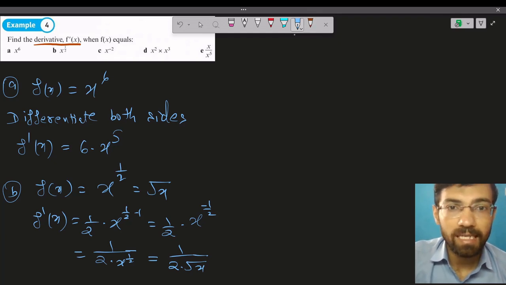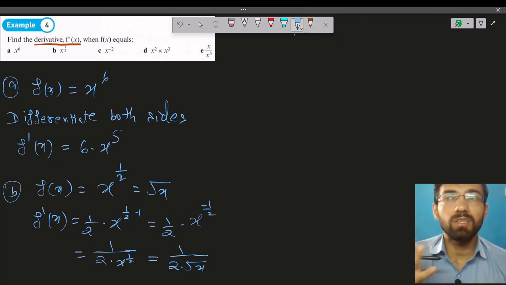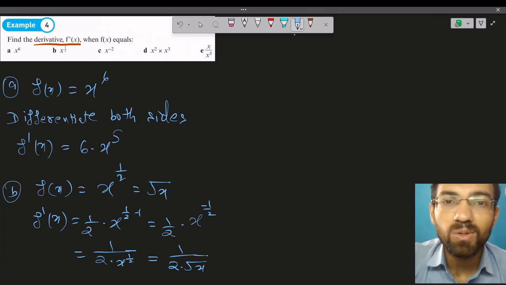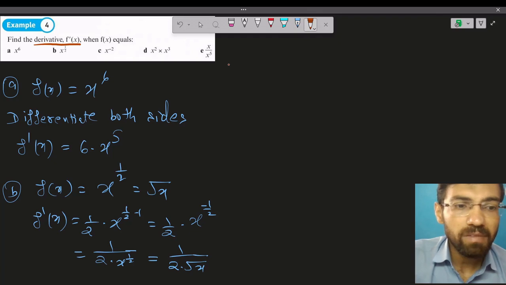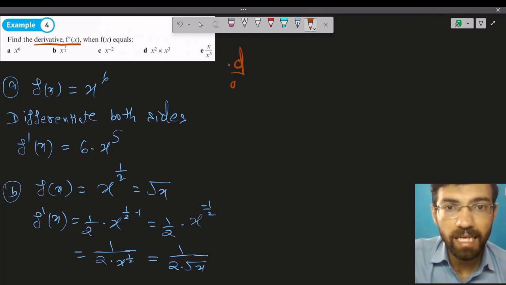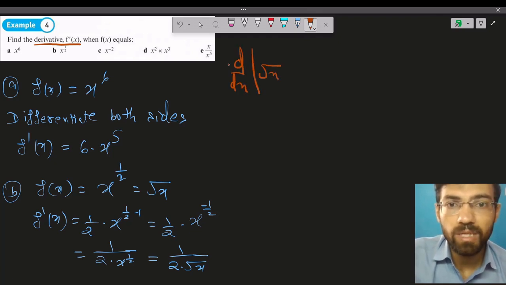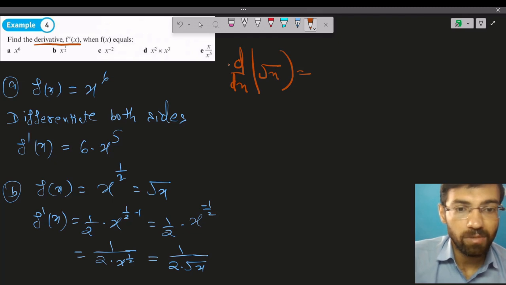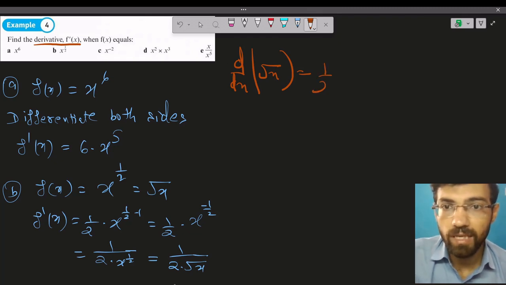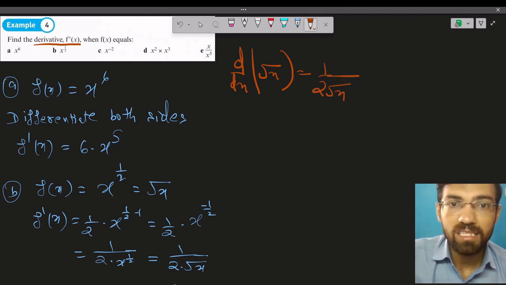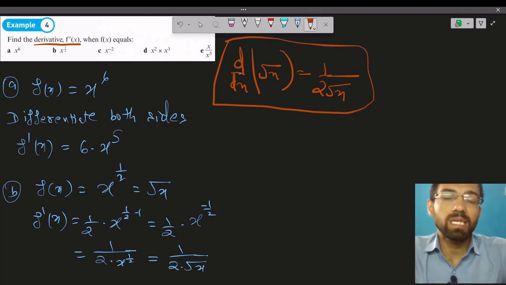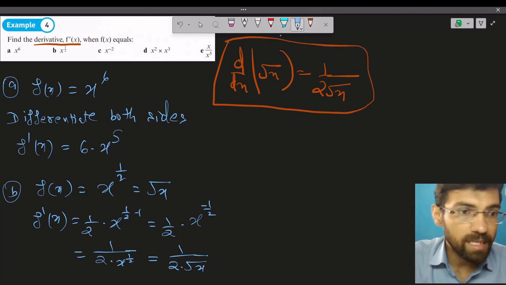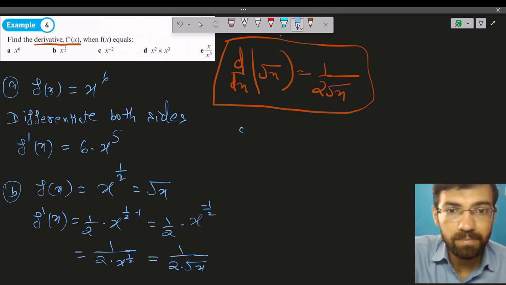Let us write this, because it is most important and we use this differentiation a lot of times. I will suggest you to note it, or if you can, remember it. So what we got here is d upon dx of root x, the differentiation of root x, is 1 upon 2 root x. I will suggest you to remember it, because we will use this differentiation of root x a lot of times. Okay, let us take the C part.